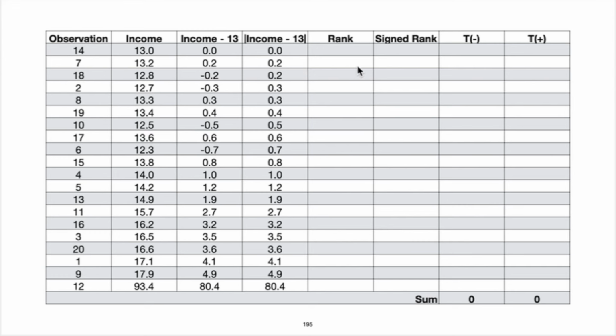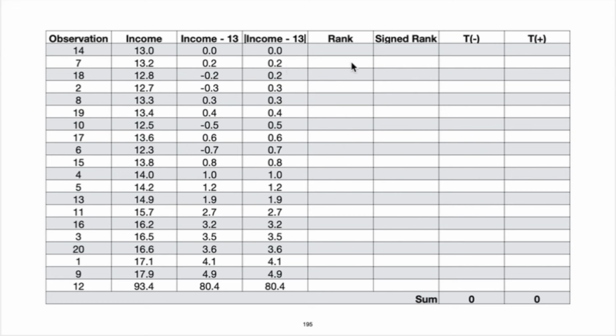Then the next step is to assign a rank to each one of these absolute differences based on its position in the sorted data array. So this value is in the first position, and so it's going to get rank 1. Now notice that the next two absolute differences are the same. They're both 0.2. And so each of those is going to get a rank that is equal to the average of what the ranks would be if they were not identical. So these are in positions 2 and 3. And so each of these is going to get a rank of 2.5.